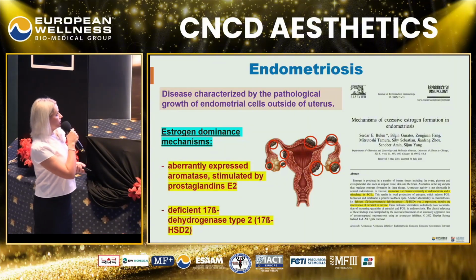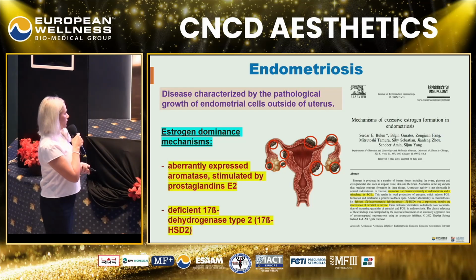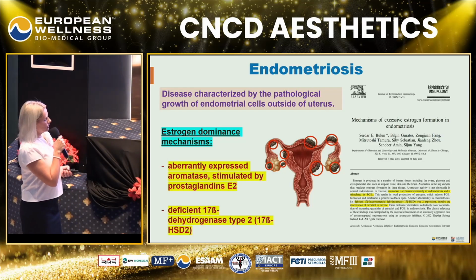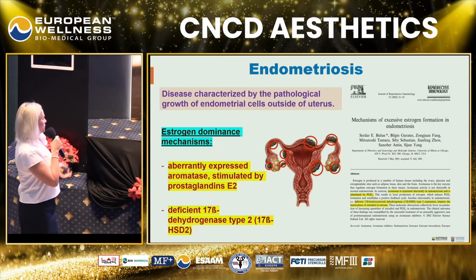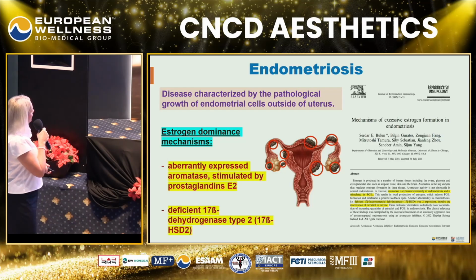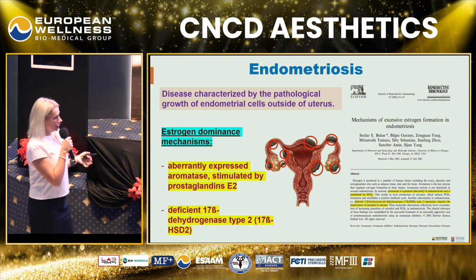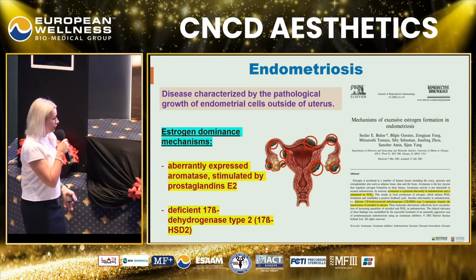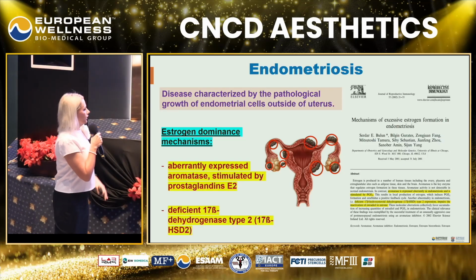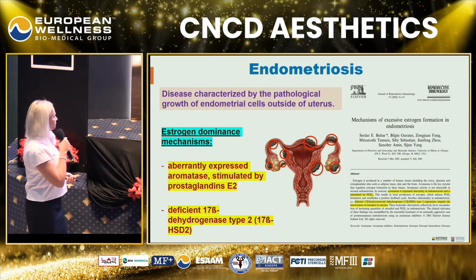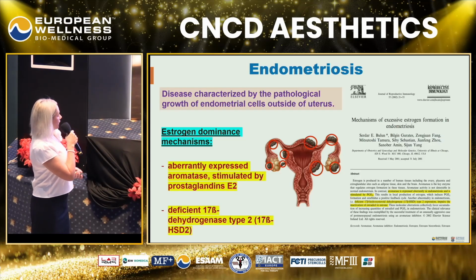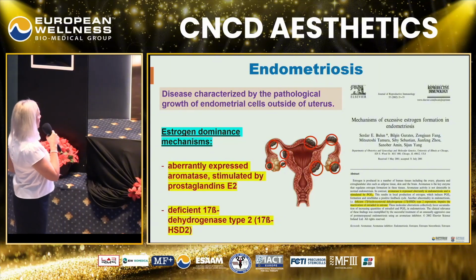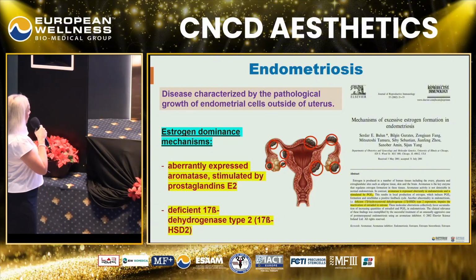As an example, endometriosis. There was also a study of the mechanisms of developing endometriosis. Endometriosis is a well-known problem in females, and it's characterized by abnormal growth of endometrial cells outside of the uterus, whether it's myometrium or ovaries or tubes or vagina or wherever. So this study revealed two mechanisms. First, aberrantly expressed aromatase, and second, deficient 17-beta-hydroxysteroid dehydrogenase.